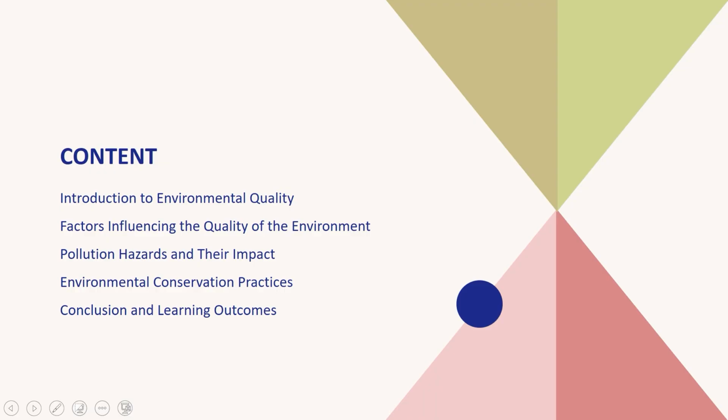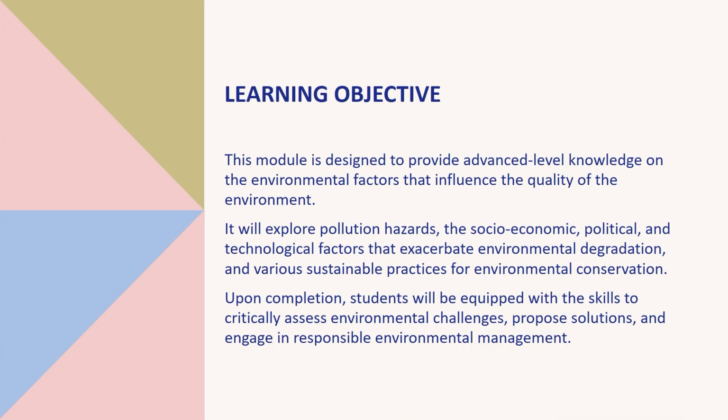The module consists of the sub-modules: factors influencing the quality of the environment, pollution hazards and practices, and environmental conservation for sustenance of life. The content of this module includes: introduction to environment quality, factors influencing the quality of the environment, pollution hazards and their impact, environmental conservation practices, and conclusion and learning outcomes.